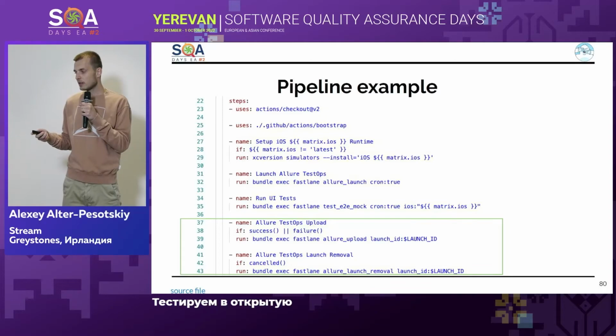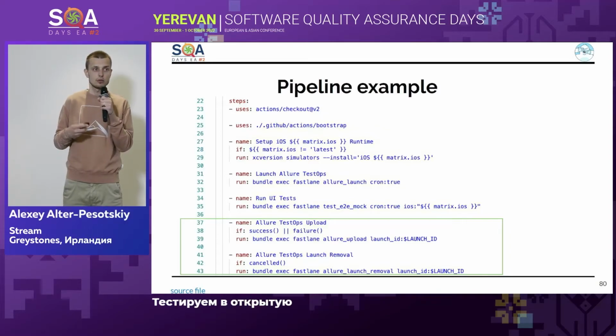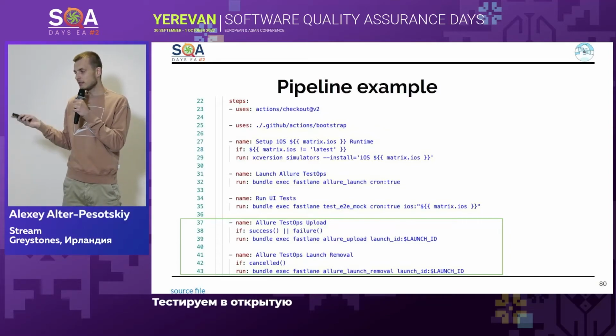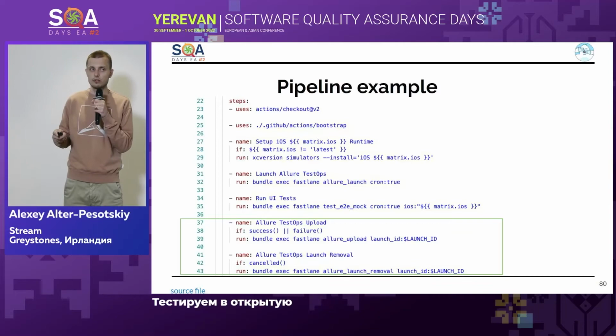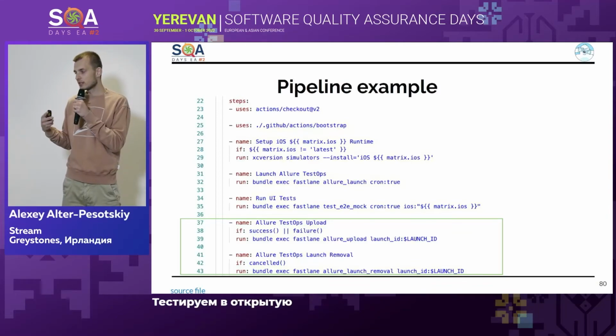And then, depending on the result of the tests, if the test succeeded or failed, we are uploading the results to Allure TestOps. And if the launch was cancelled, the job was cancelled on GitHub, we are removing the created launch. So we just don't need the results of a cancelled job.